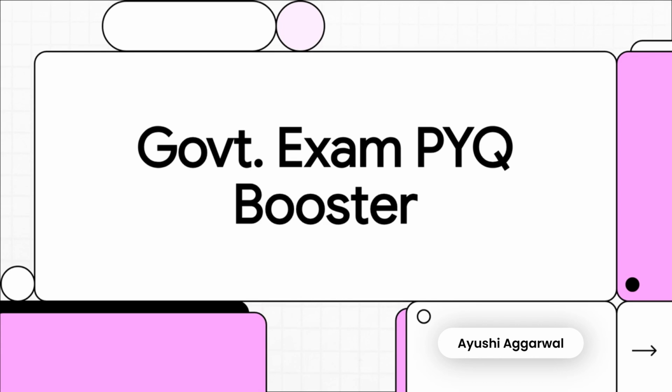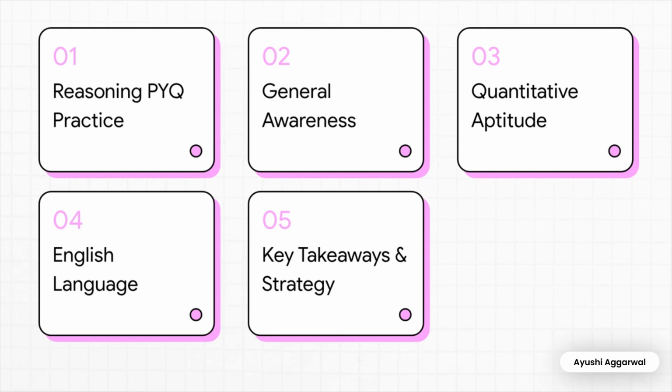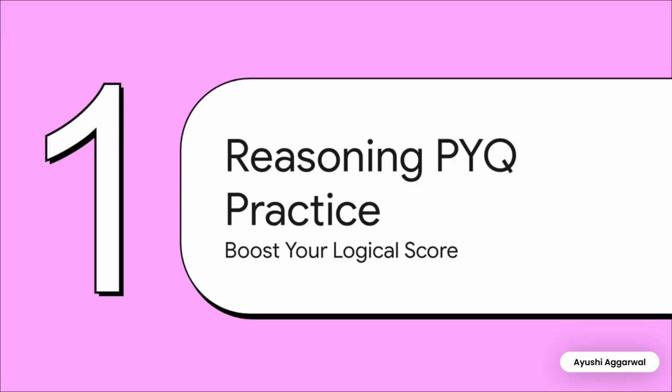So today we're going to boost our prep by diving into some of the top questions that you'll see again and again. Here's our game plan for today. We're going to power through all the key sections: reasoning, general awareness, quantitative aptitude, and of course, English. And at the end, we'll tie it all together with some key takeaways and a solid strategy. You ready to jump in? Let's do this. All right, we're kicking things off with reasoning.